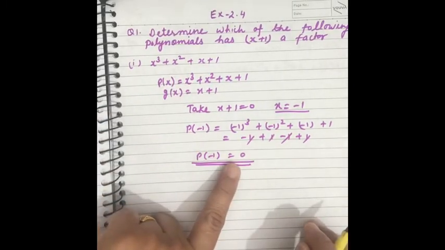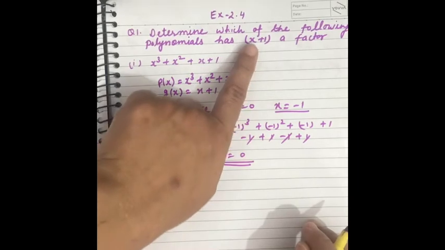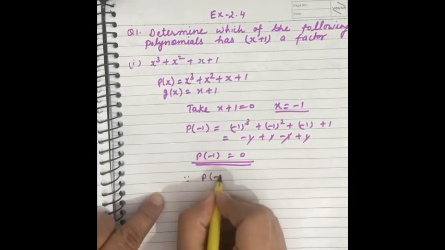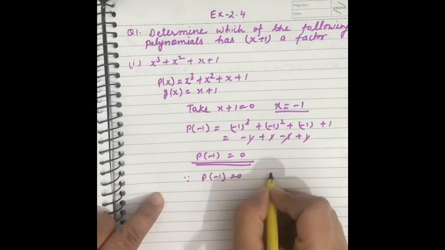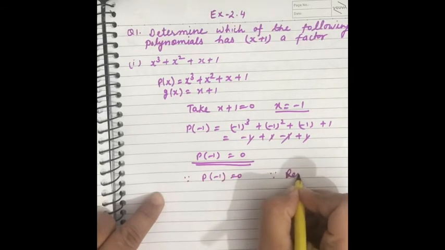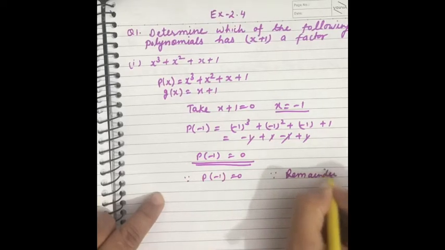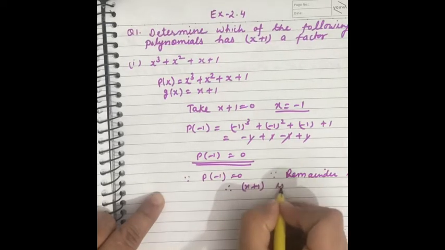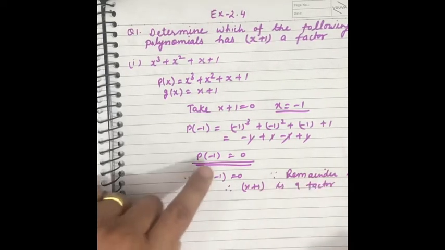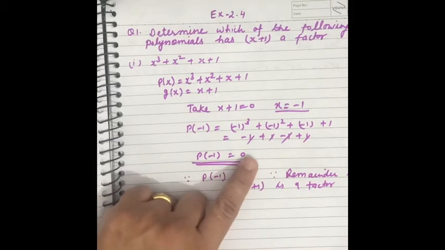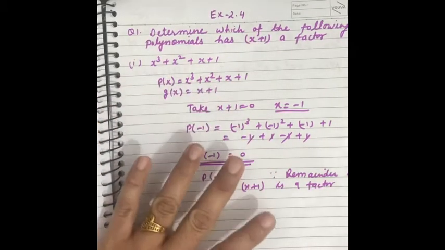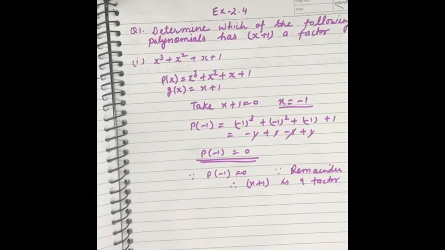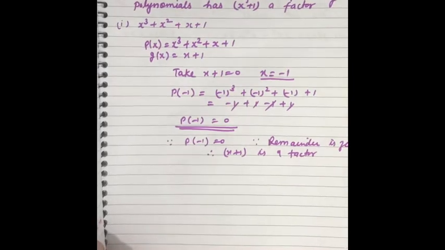When the remainder is coming 0, I can say this is a factor, because p of minus 1 is equal to 0. Because the remainder is coming 0, therefore I can say x plus 1 is a factor. Whenever our remainder is coming 0, I can say this is a factor. If the remainder is not coming equal to 0, then it's not a factor. Now we'll do one more example, one more part. First part we have done.